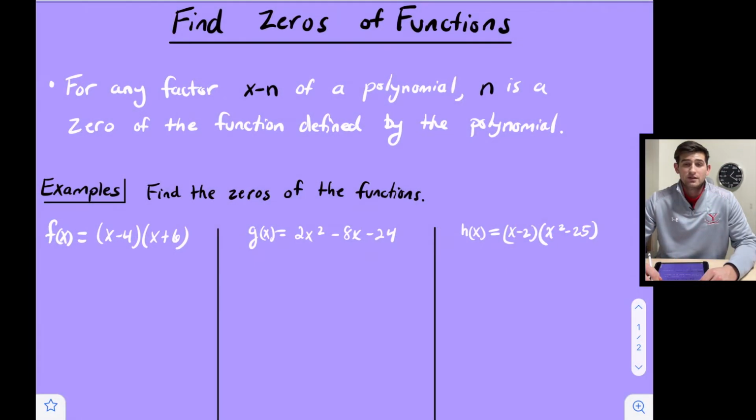Hello everyone, in this video we're going to talk about how to find zeros of a function. This term zeros is very similar to the solution to an equation or the root of the polynomial, and that's kind of what we're going to take a look at in this video.